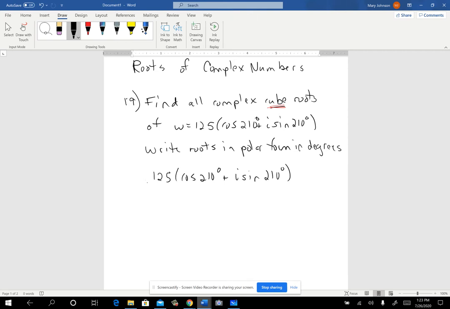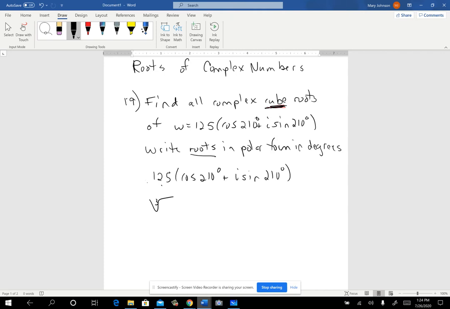Do you remember how if we're trying to raise something to, say, the fourth power, we would raise the modulus to the fourth power, but then we would multiply the angle by 4? Well, roots is kind of the opposite of that. So since we're looking for a cube root, we're going to do the cube root of 125 and then basically divide the angle by 3. But you've got to have this extra little piece that makes this one a little bit harder to think about.